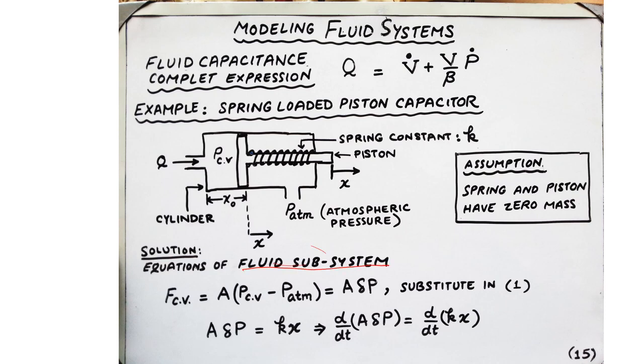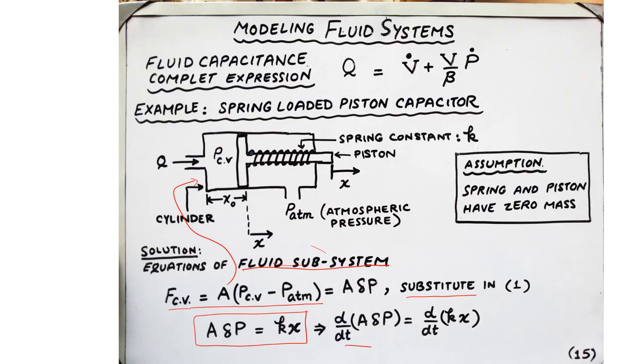In this case, we are going to first relate the force with the pressure. So F_CV, as we discussed before, was due to the pressure difference, but formally we should write it as an expression and say that F_CV equals area times the pressure difference, where A is the cross-section area of the cylinder. We substitute that in equation 1 in the previous slide, and we get A times delta P equals Kx, where again delta P is the difference of P_CV and P_ATM.